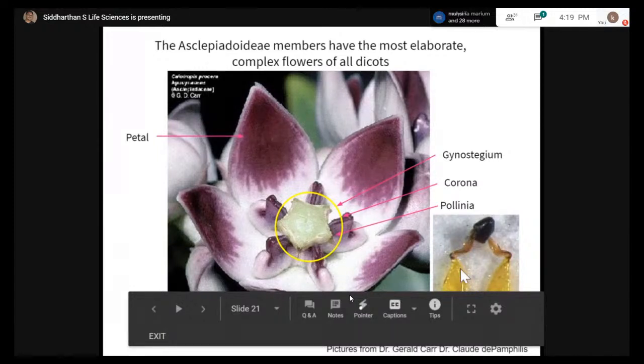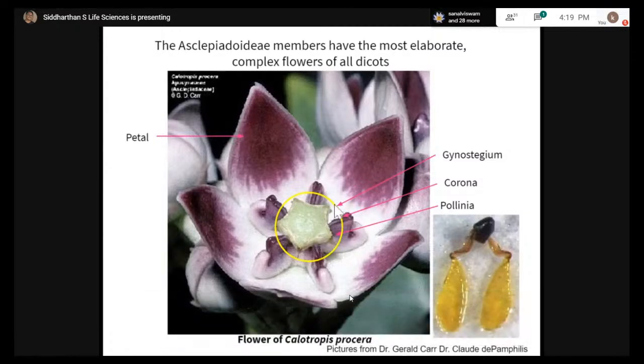Pollinia are nothing but pollen bags, which you can see are found on the gynostegium. Gynostegium is the style and fusion of the corona here. Once the beetle or insect which visits this flower for nectar sits on this gynostegium, the pollinia are ejected and they stick to the leg of the insect, and then it facilitates cross-pollination. So that's one peculiarity of the milkweeds. The only other group that contains pollinia are the orchids.